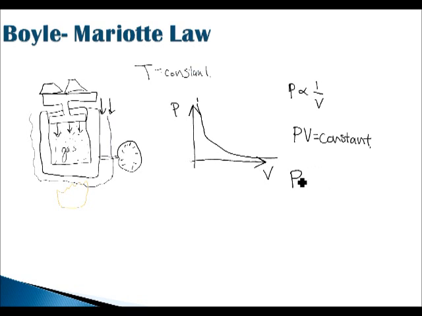So if we put some weight on with a specific volume V1 that corresponds to a certain pressure P1, and we then change the volume to something like V2, pressure will be P2. Now the product of these two will be the same. Okay, which is where this relationship comes from.